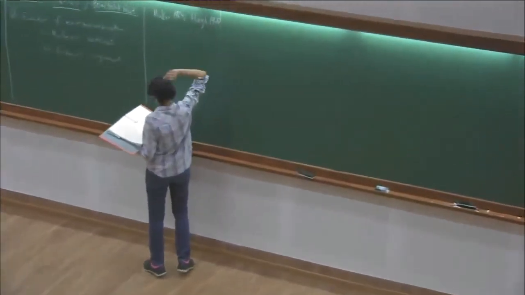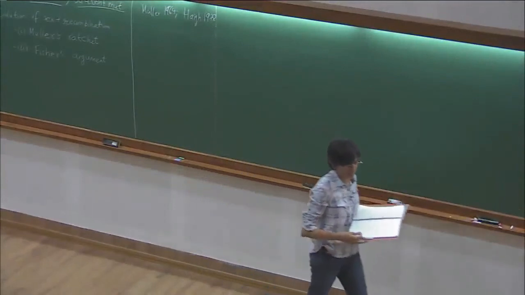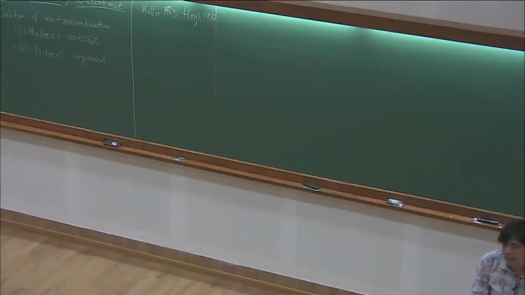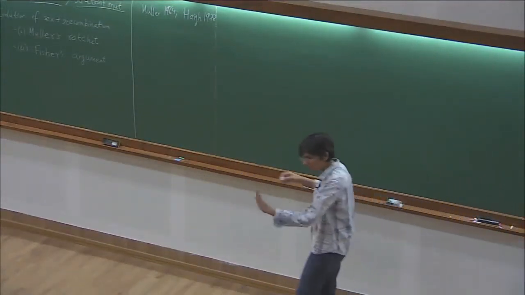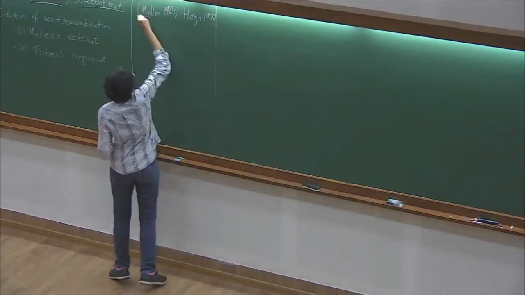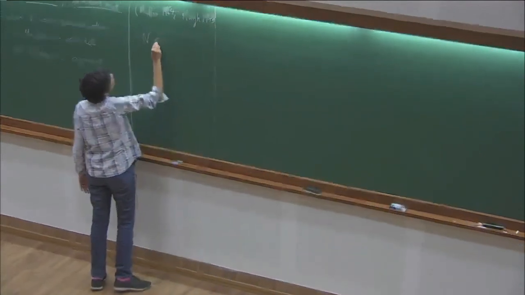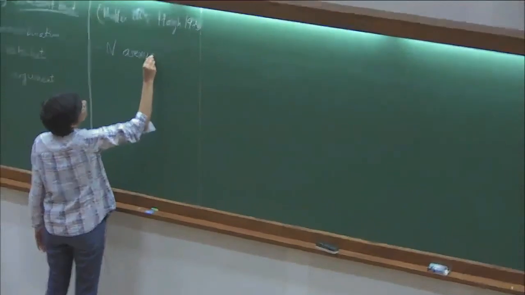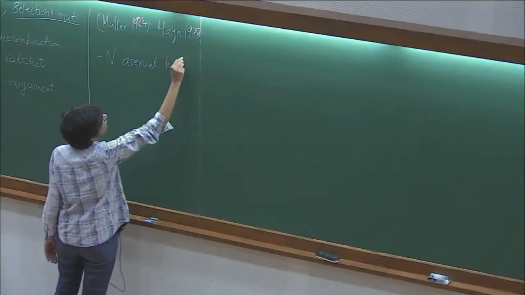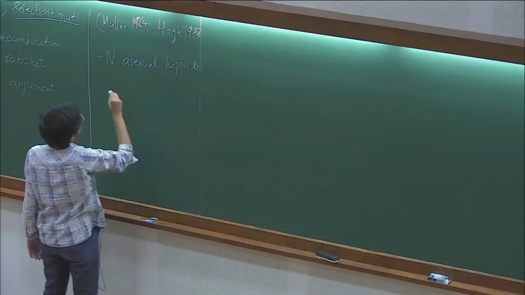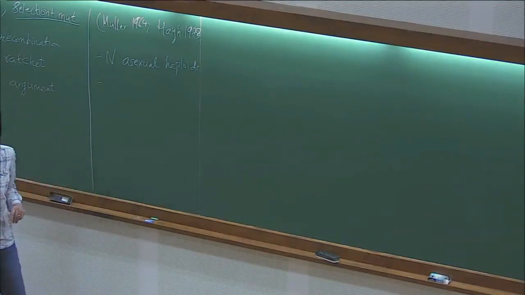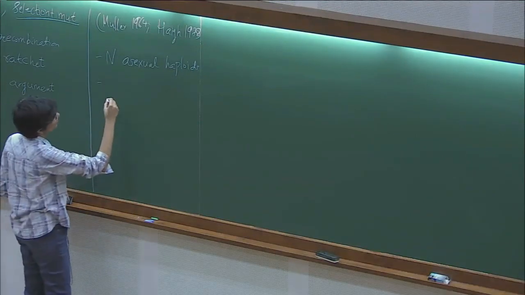Okay, so the model is this. We think of n asexual haploids, and I have a certain fitness scheme which I'll specify. The idea is that I have n of these individuals, and let me just specify that a bit more. One is thinking that I have some fitness landscape.